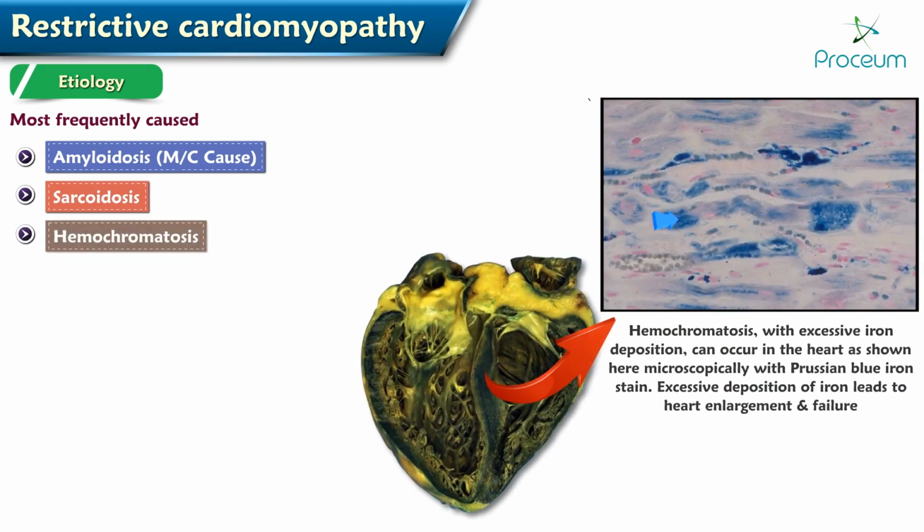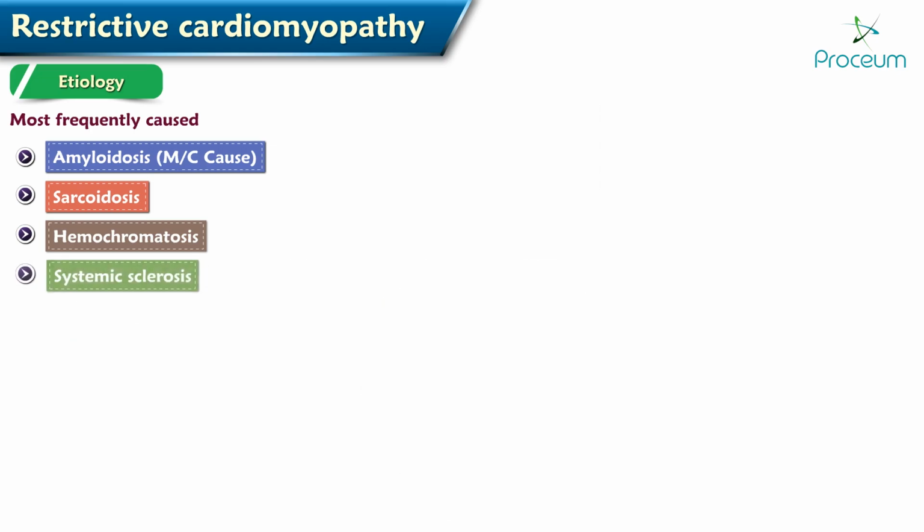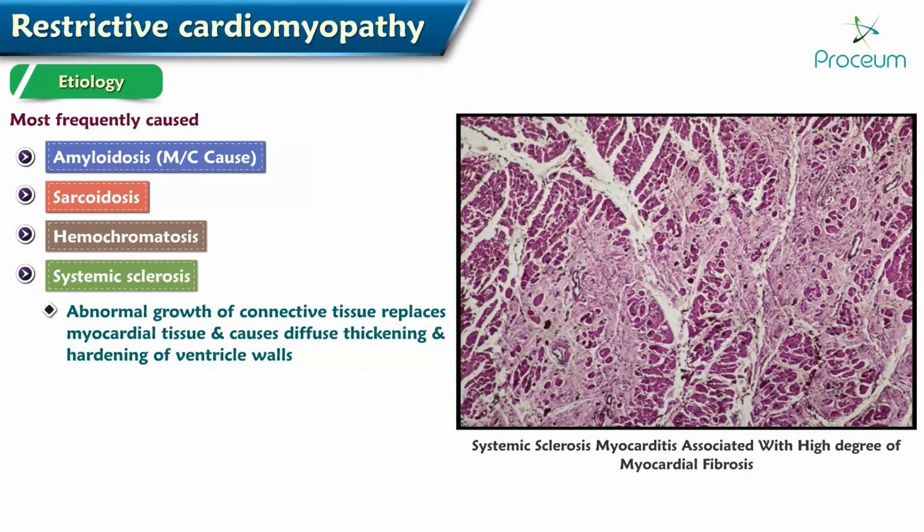Hemochromatosis. This disease occurs due to an abnormal iron deposition in the heart muscle. It can lead to either dilated cardiomyopathy or restrictive cardiomyopathy. More commonly, it causes dilated cardiomyopathy. Systemic sclerosis. This disease is caused by an abnormal growth of connective tissue that replaces myocardial tissue and causes diffuse thickening and hardening of the ventricular walls.